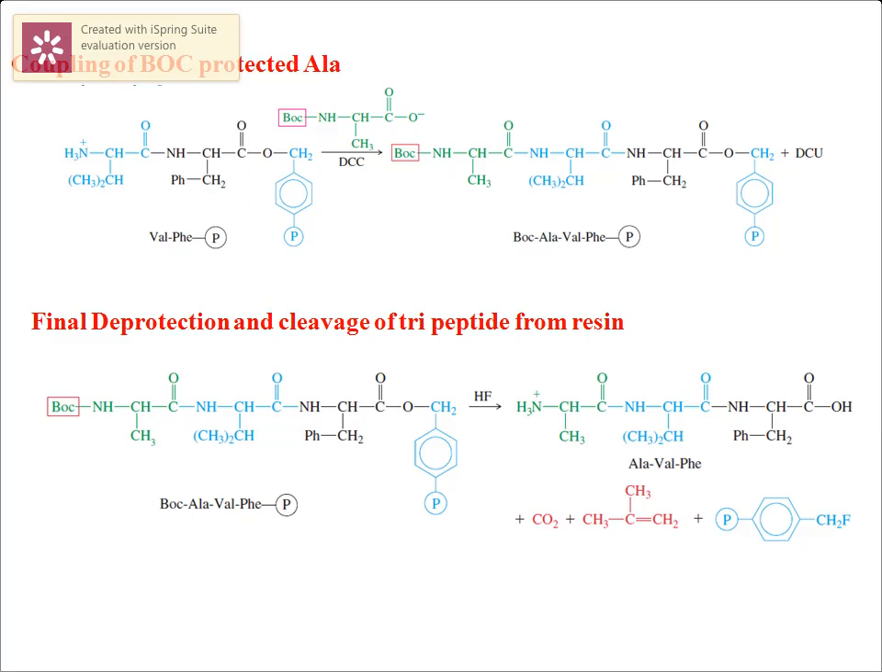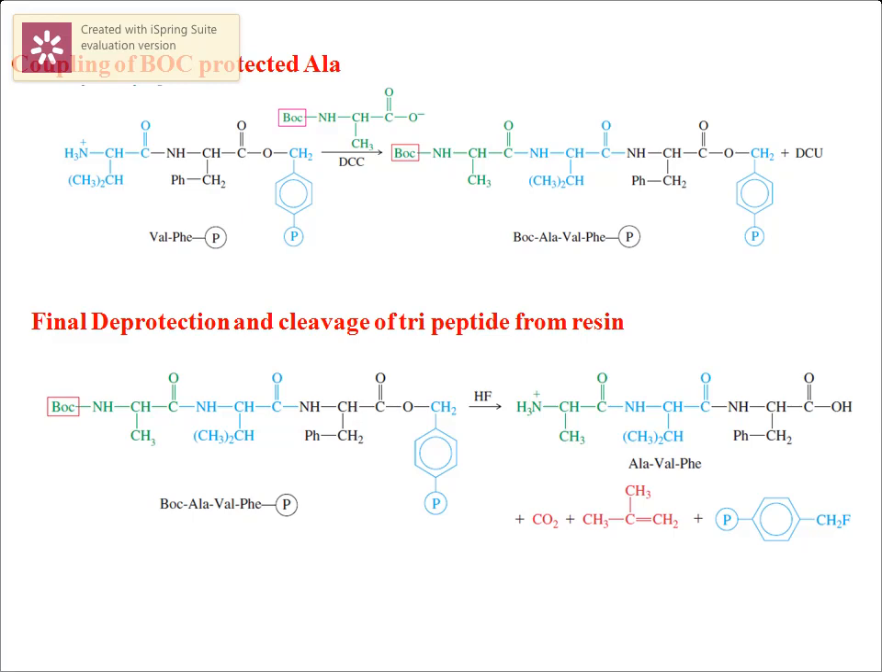As I earlier said, you take the coupling solution which contains BOC protected ALA, which contains a free COOH group, and the coupling reagent, which is DCC, in a solution. You take the solution into the syringe which contains phenylalanine, valine, the dipeptide with a free NH2 group. So this NH2 group will react with the COOH group of the alanine.